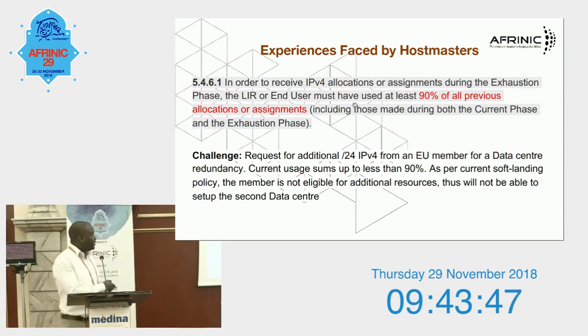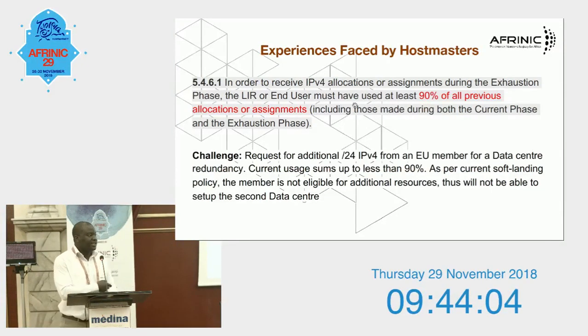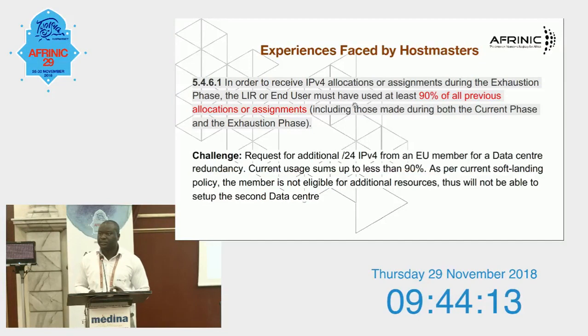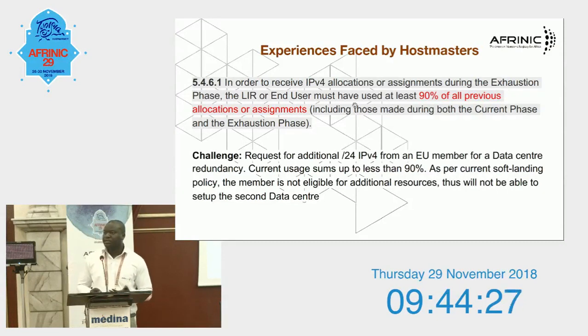Now, this is a question where we say, okay, the policy states that you will have to reach 90% of the /24 that you have. But necessarily they cannot do that because their infrastructure can only support maybe up to 60 or 50% of the /24. This is a challenge that we come across, but because the policy states that they have to get to 90%, we don't have a choice. We refuse such a request to give them another /24 for redundancy.